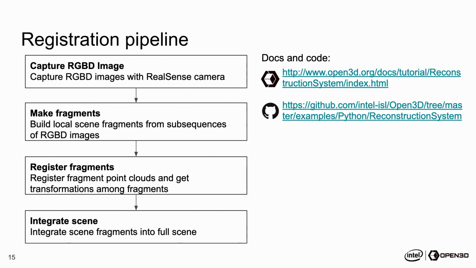Okay, so there are 4 main steps. First is capturing. The second one is make fragments, which is reconstruction of a local scene patch. The third one is register fragments, which means I'm going to align two patches and merge them together. And finally is the integration of scenes. So at this stage, we can produce a mesh, right? So I think there's a question about mesh processing. At integration, the final output will be a mesh.